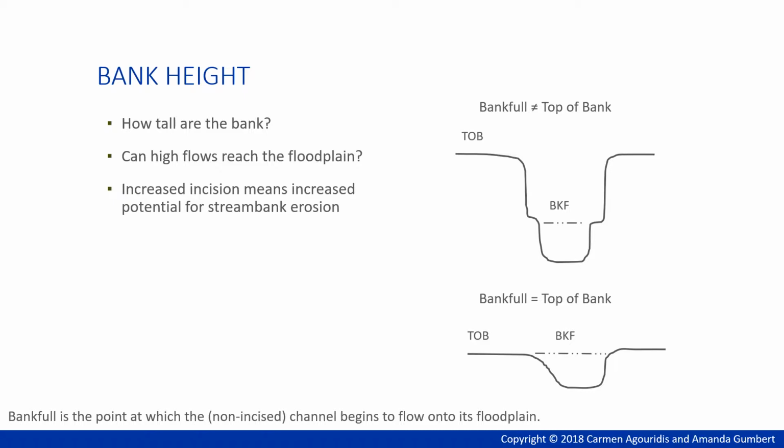In such cases, stream depth will continue to increase, causing shear stress to increase, thus resulting in excessive stream bank erosion. For streams that are not incised, meaning the top of the bank occurs at bank full, shear stress does not become excessive, and thus stream bank erosion does not become excessive.